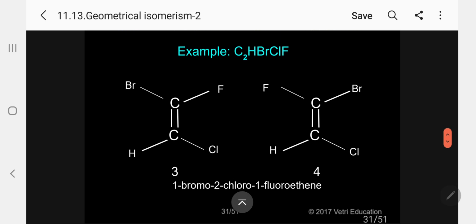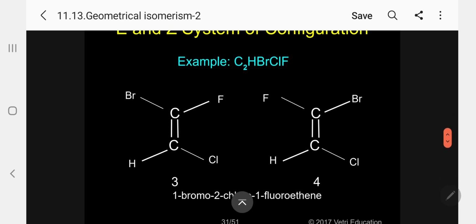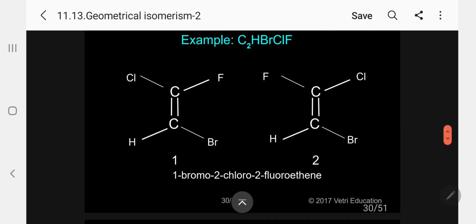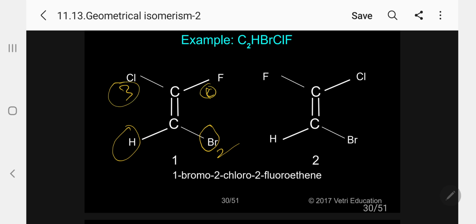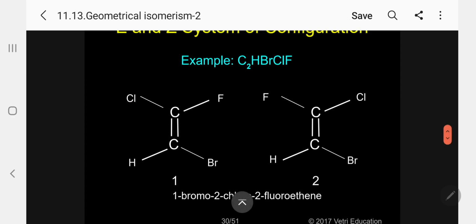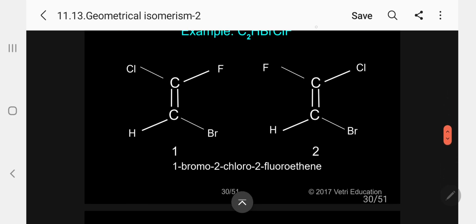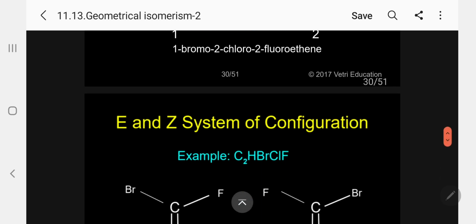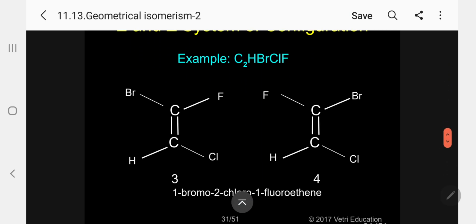Kindly follow. So the second example, how can I write it? In this case, hydrogen is the first, the chlorine here is 2, this is 3, and this is 4. Now keeping this hydrogen constant, these three groups I am giving a clockwise rotation. When I do the clockwise rotation, keeping hydrogen, Br is going here, F coming here, Cl coming here.